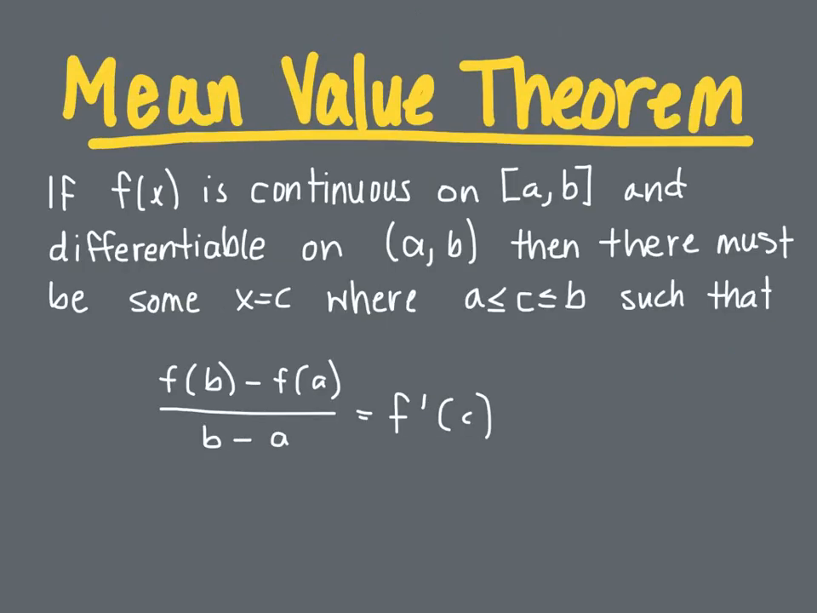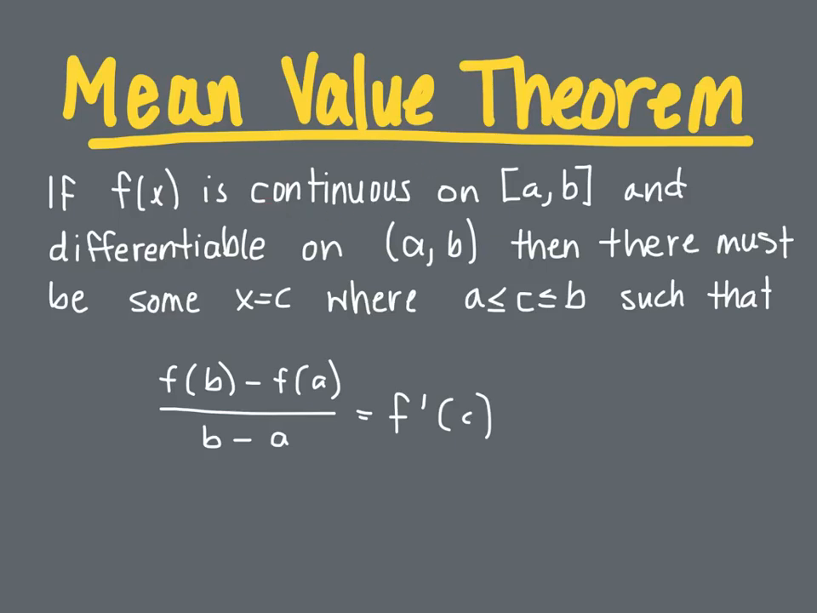The mean value theorem states that if f is continuous on the closed interval and differentiable on the open interval, then there must be some point in between that interval where the average slope is equal to the instantaneous slope. Oftentimes in a free response problem, you'll be given a function that is identified as differentiable. And remember, if a function is differentiable, then it is therefore continuous.